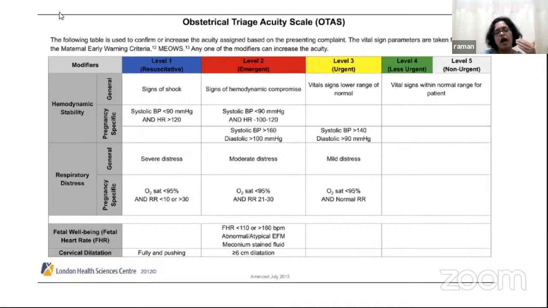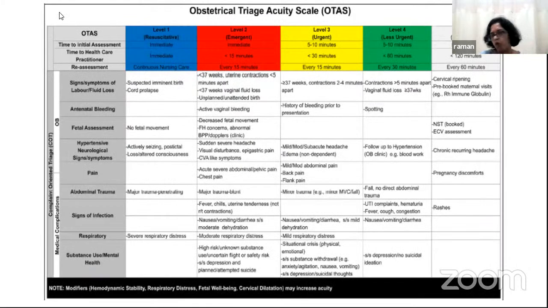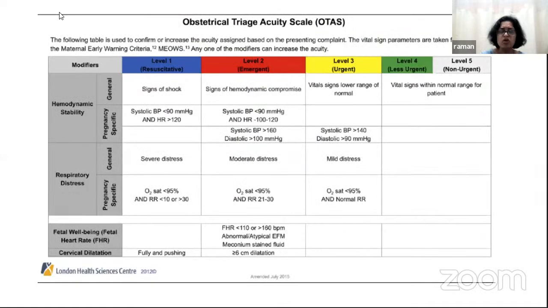So as we can see here, the maternal well-being. Look at a hemodynamic status, look at a respiratory status. So you modify. So if, for example, somebody is in level four, she's coming in with contractions more than 5 minutes apart, you then look at what is happening. So if you think she's fully and pushing, then she goes automatically into level one of the acuity scale. Okay. So I'm not sure whether I'm confusing you, but basically this is like a two-part. You first assess them based upon this, and you might be able to upgrade their levels based upon these modifiers.